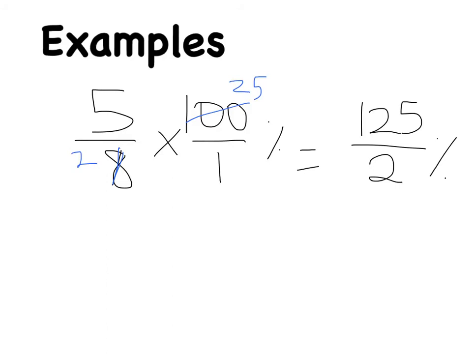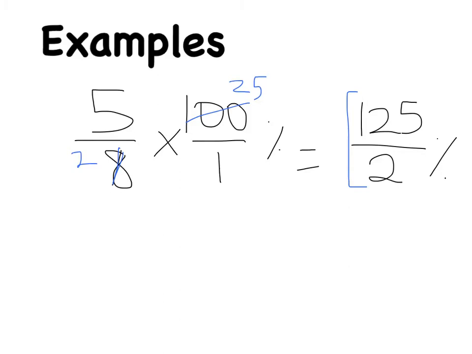This is a bit tricky this time. Now, it's no longer written as 1, so my answer's not 125%. It's actually half of it. And I know when I look at this, it's an improper fraction. So I'm going to convert this improper fraction into a mixed numeral.